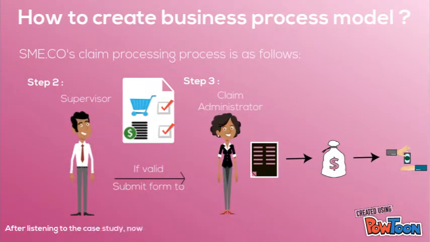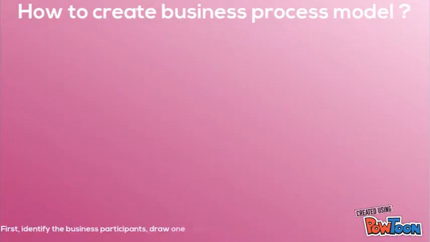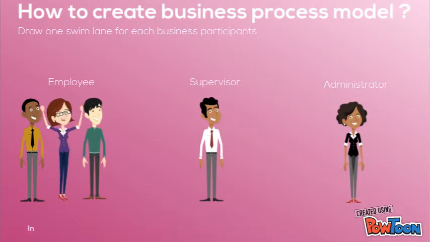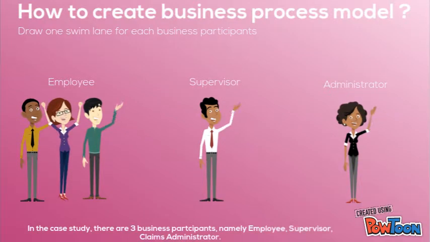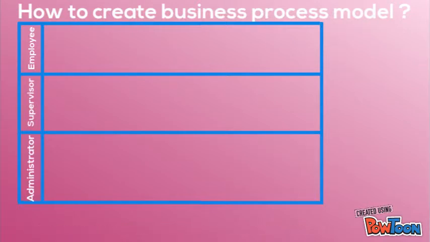After listening to the case study, now I will teach you how to create a business process model for this case study. First, identify the business participants. Draw one swim lane for each business participant in the process model. In the case study, there are 3 business participants, namely employee, supervisor and claims administrator. Hence, we draw 3 swim lanes, one for each business participant.